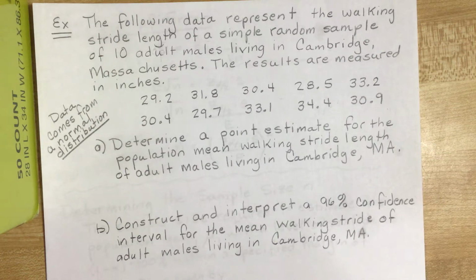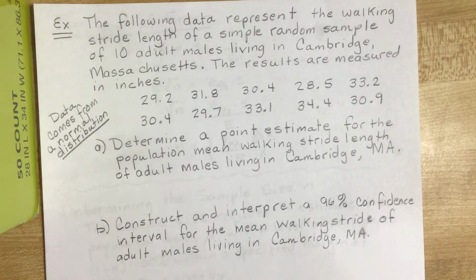Everybody, this is the conclusion to the video on the lesson finding or estimating the population mean, mu. Alright, this is the real world example. The following data represent the walking stride length of a simple random sample of 10 adult males living in Cambridge, Massachusetts. The results are measured in inches.